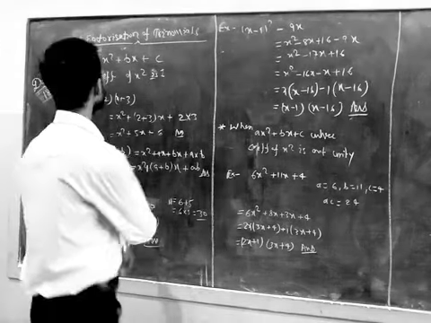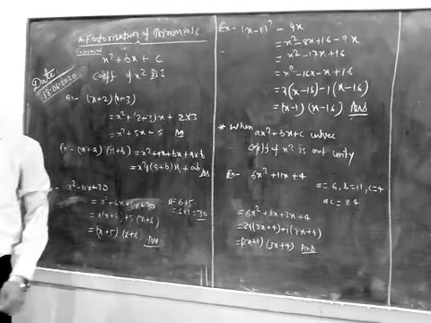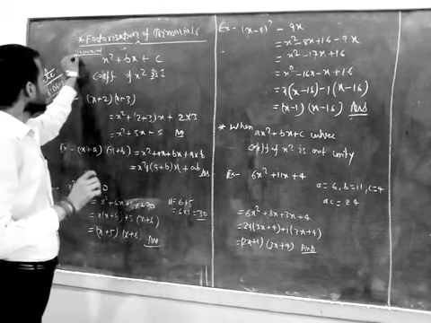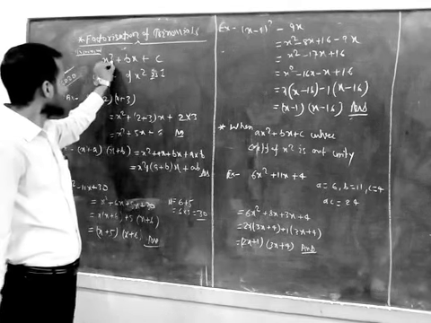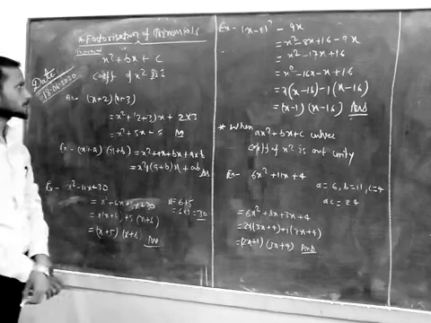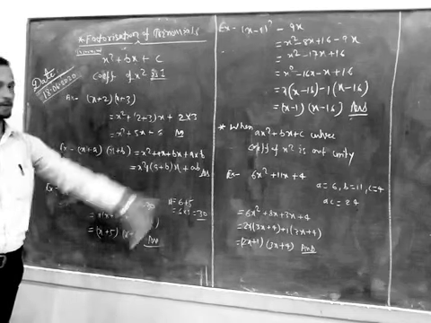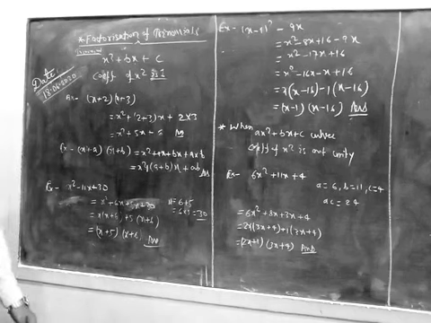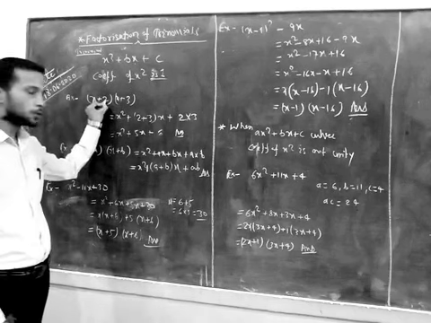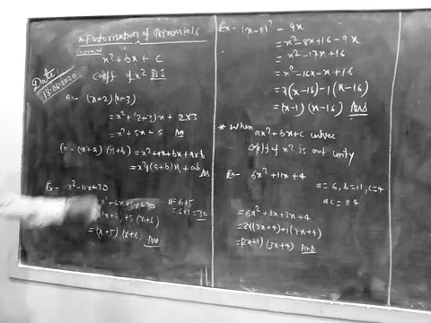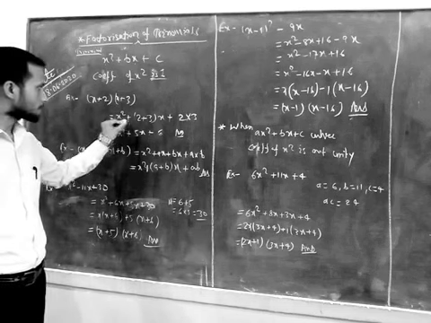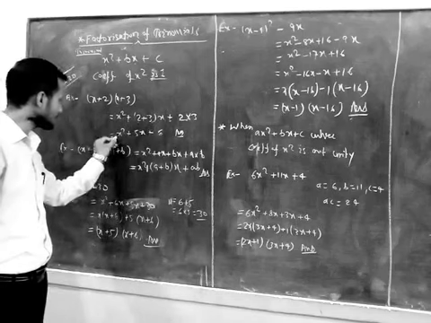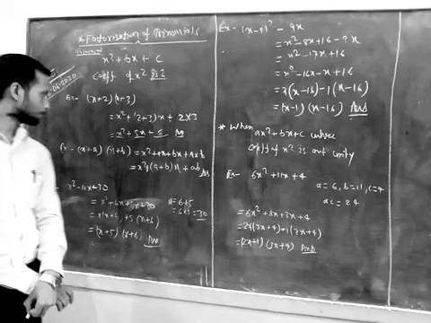And again, factorization of trinomial. Trinomial means x square plus bx plus c, where the coefficient of x square is 1, that is unity. For example, (x plus 2)(x plus 3) is x square plus 5x plus 6, that is x square plus (2 plus 3)x plus 2 into 3.